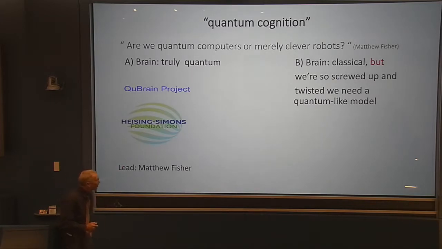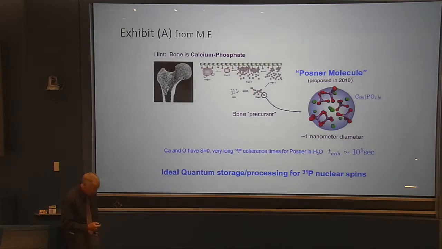Plan B is, well, it's sort of agnostic. Maybe you don't believe the brain is really quantum mechanical, but the empirical observation is that we're so screwed up that unless we take an effective quantum model, we'll never get anywhere in figuring out what we're thinking. So let me just give you an exhibit for A and an exhibit for B.